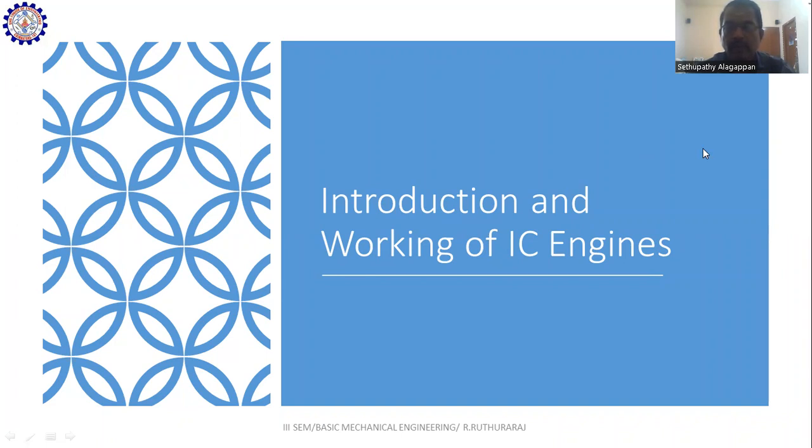So today we will discuss the topic of introduction and working of IC engines. In our college, we are teaching subjects and courses by the design thinking process. So with the design thinking process, we can identify what the problem is and how to rectify it. We are using automobile vehicles with IC engines, but we do not have much knowledge of how the engines drive.